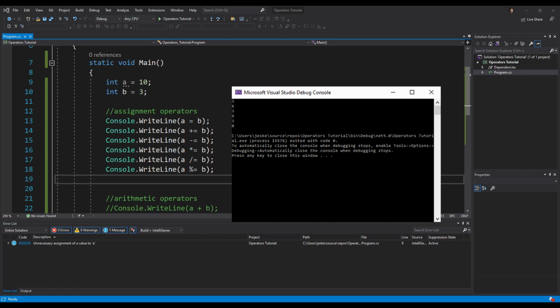And now it says a += b. Well, a equals 3, and we're adding 3 to a. So now our a equals 6. And now we have 6, and we're subtracting 3. So now our a equals 3.